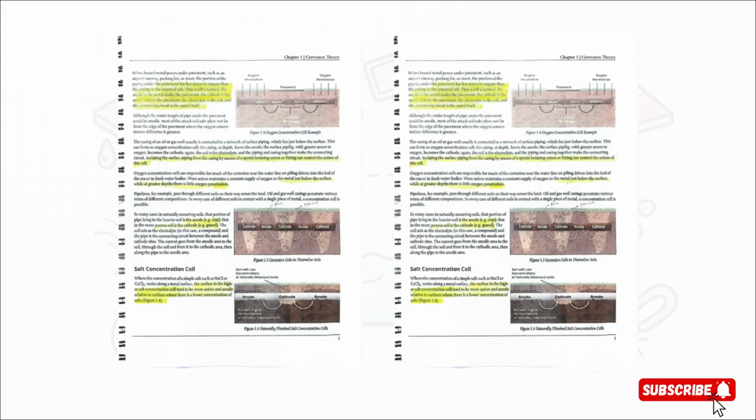And this same logic applies just about everywhere. If you have a pipeline that passes from sandy, well-aerated soil into a dense, oxygen-poor clay, the section in the clay becomes the anode. Or, if a section of pipe is exposed to higher salt concentrations from road de-icing in the winter, that salty section will become anodic to the rest of the pipe.